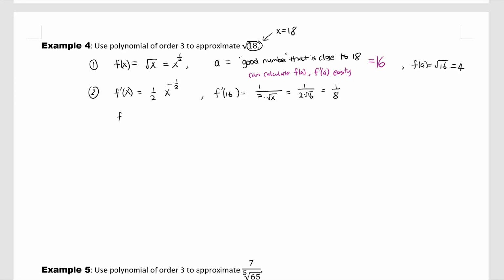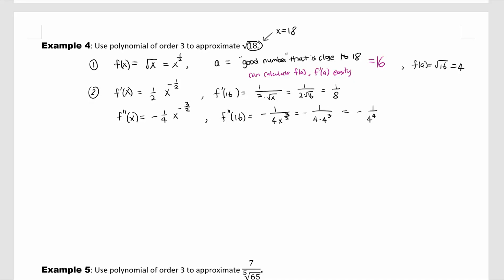Okay, we continue. Second derivative, we multiply by negative 1/2, so we get minus 1/4 x to the negative 3/2. What happens when we plug in 16? Minus 1/4, and x to the 3/2 stays in the denominator. Square root of 16 is 4, and then we have 4 cubed. So this is the same as minus 1/4 to the 4th.